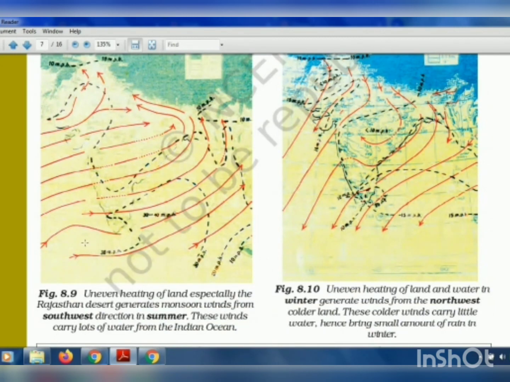You can see in this picture the movement of the air from the poles to the equator, and this shows you the movement of the air from water to land. This is the heating of land and water, and this is the uneven heating of the equator and the poles. So you can see here the waves are moving from the water to the land, from south to north. Here it is moving from north to south.